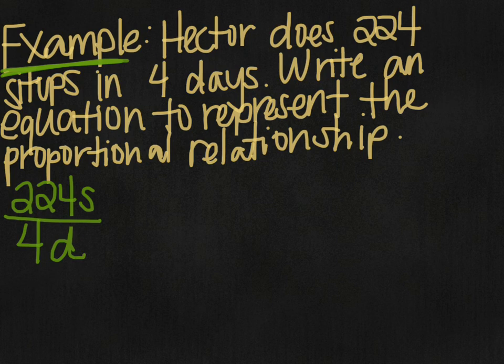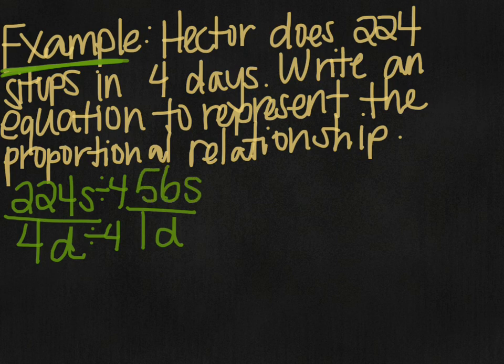Here I have a rate, but it's not yet a unit rate because I need to simplify it. So I'm going to divide the top and the bottom by 4 because I want to make the denominator, or the bottom, equal to 1 day. I want to find out how many sit-ups he does per day. So if I do 224 divided by 4 in my calculator, I end up with 56 sit-ups. So Hector does 56 sit-ups per day.